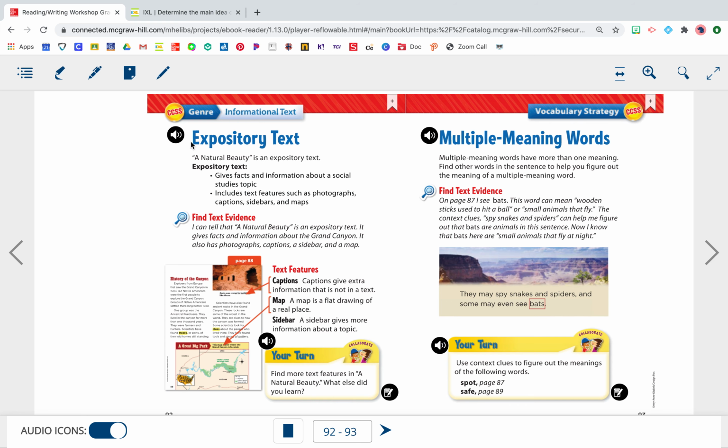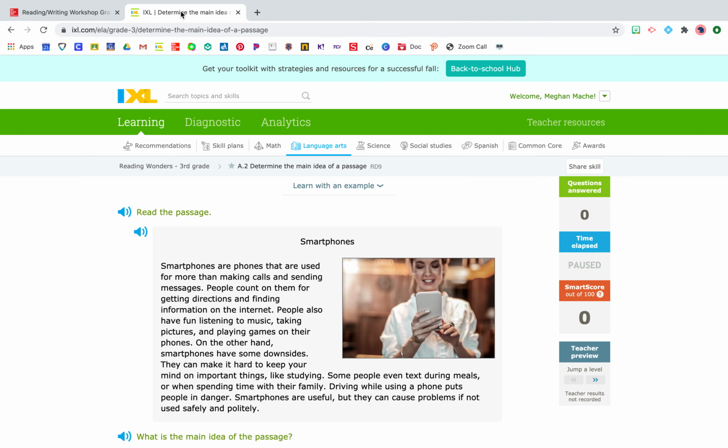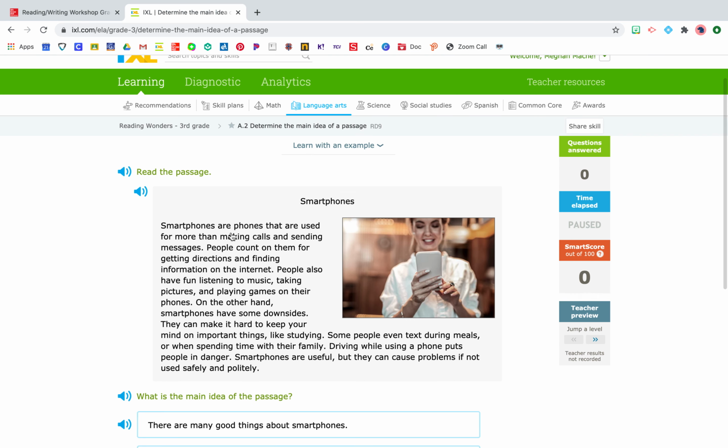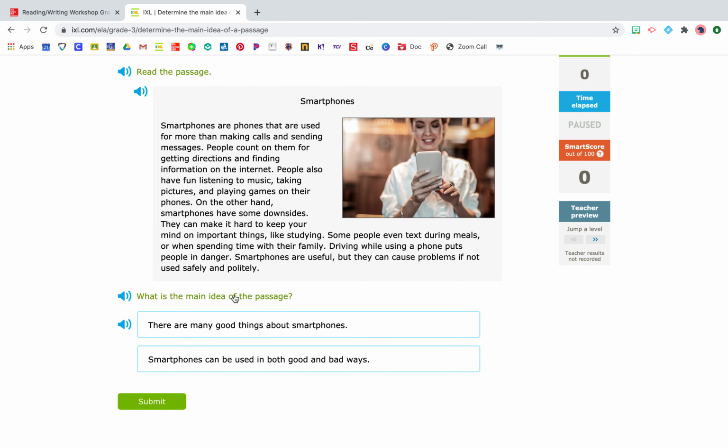Now, today in your IXL assignment, we're going over the main idea of a passage. So, you're going to be able to listen to a passage and then determine what is the main idea. For example, this one says smartphones. Remember, you can always click this button and it'll read it to you as well.